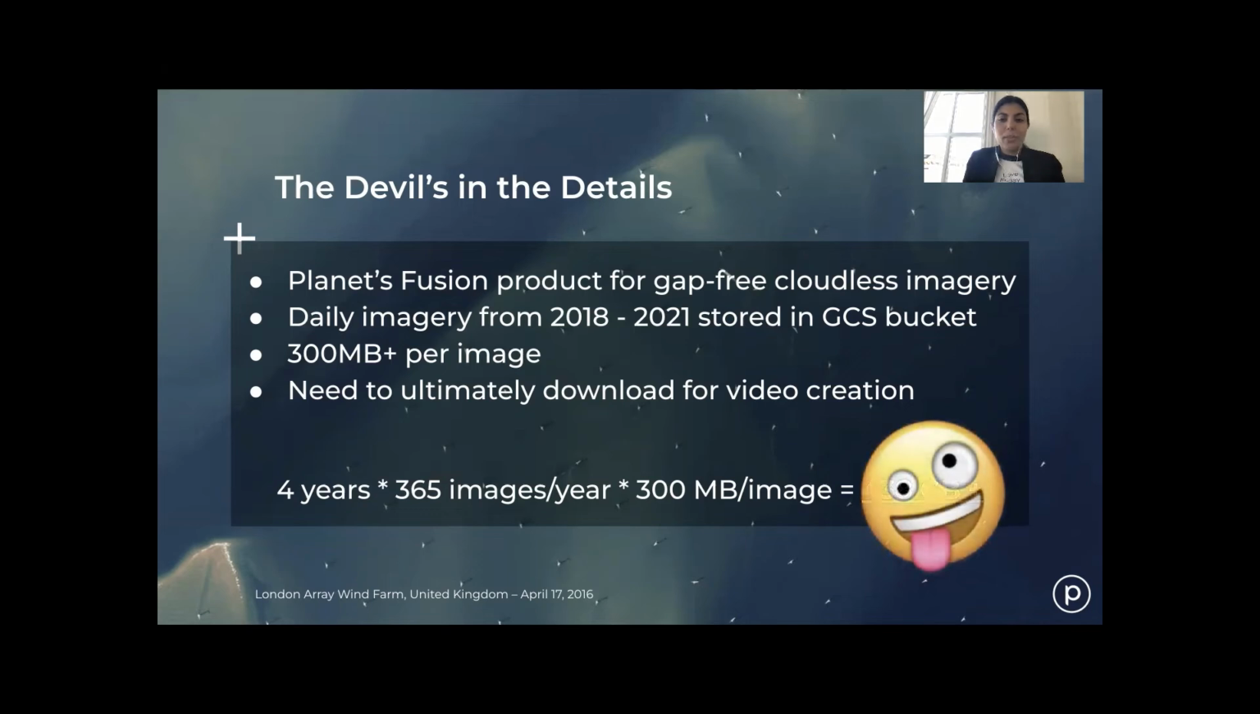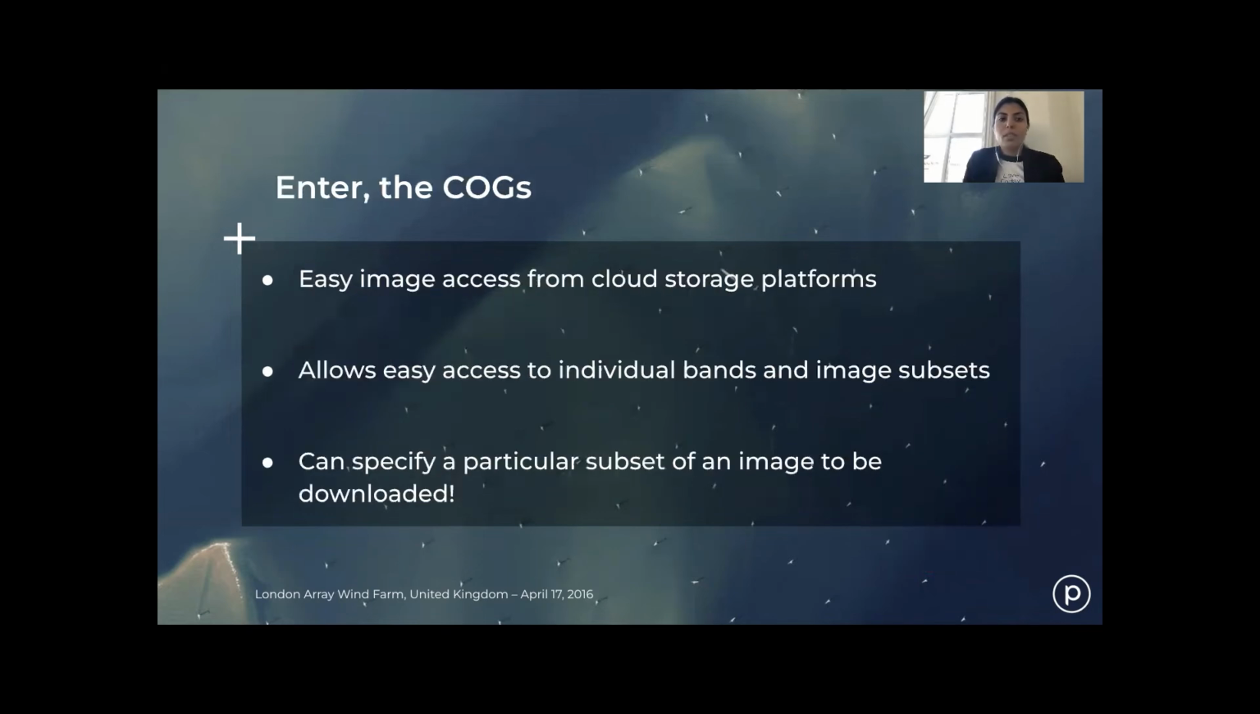And this was just for one image. What if I wanted to look at multiple areas, say within that image, or maybe just multiple areas in general? That's a lot of data. So I started looking into other options. Then I learned about COGS.